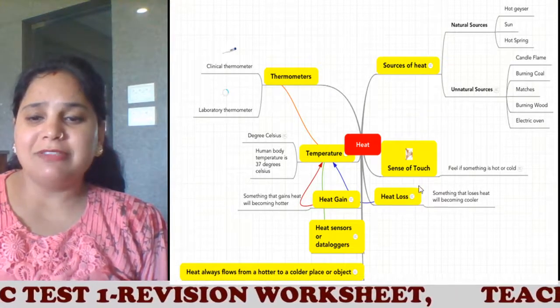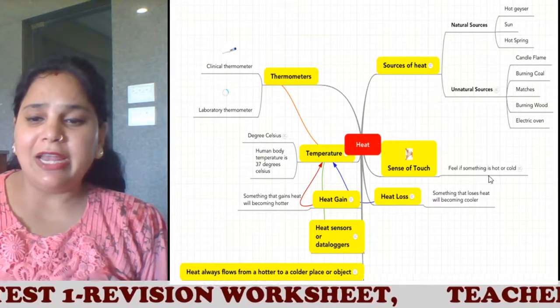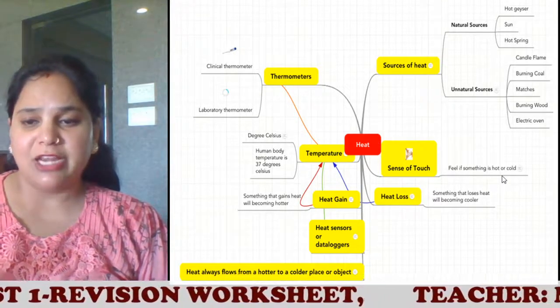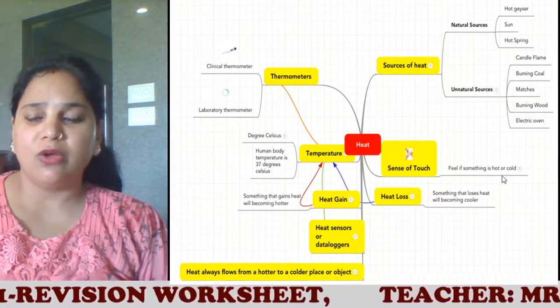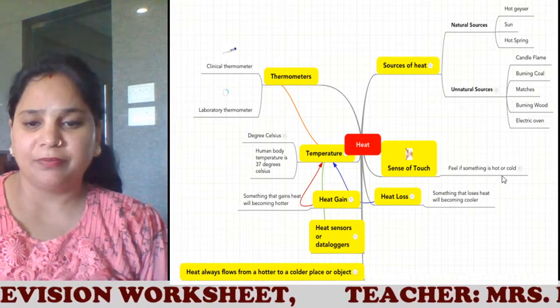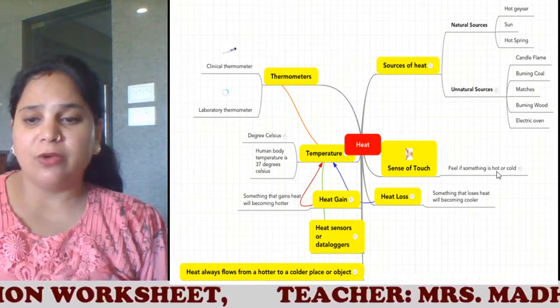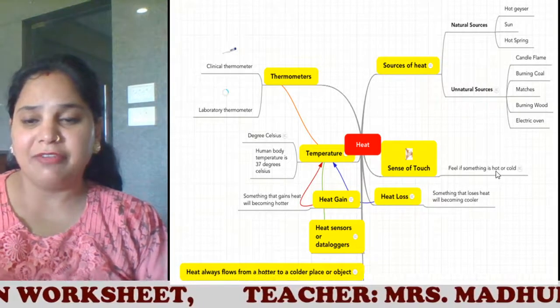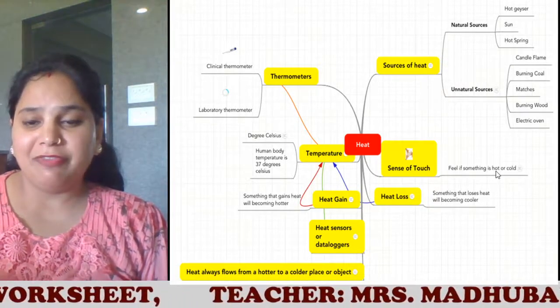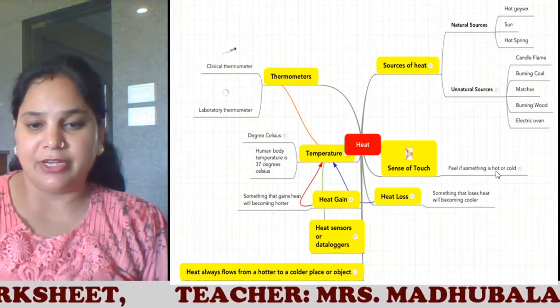Now, we have the sense of touch. When we touch any object, it will be either hot or cold or at room temperature. When we are touching any hot or cold objects, we have different kinds of feelings. So when we feel it, that is the sense of touch.